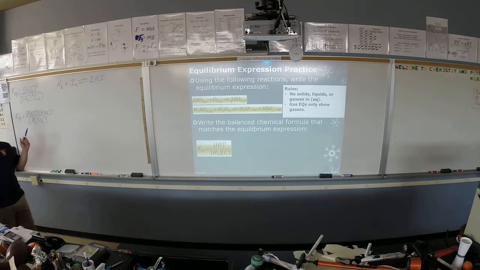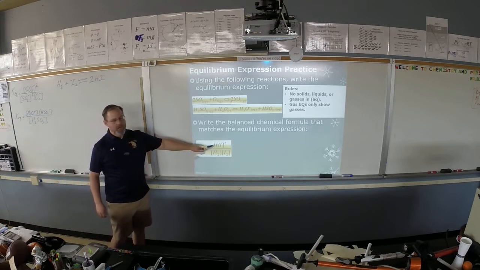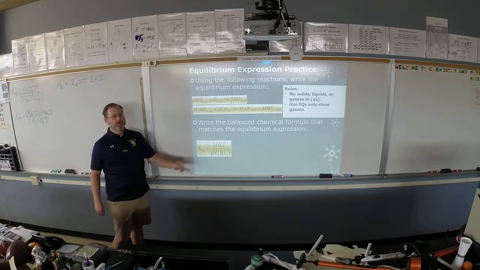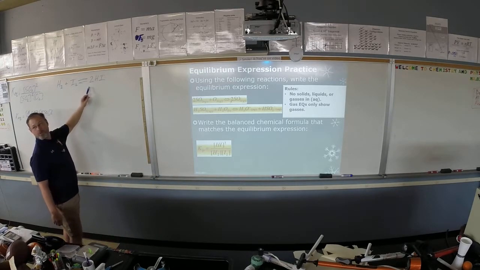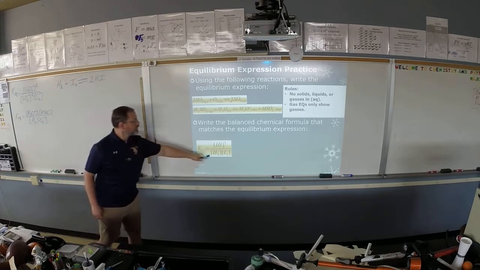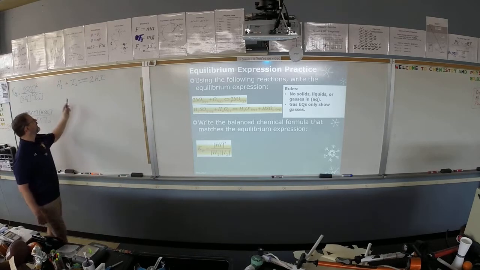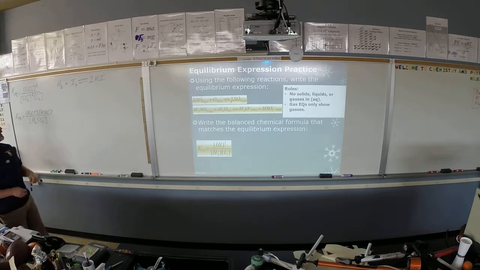Does yours look like mine? Okay. So again, product is HI. The power of 2 tells us there should be a coefficient 2 in front of the product. H2 and I2 are reactants. They don't have any powers, so they don't get any coefficients. How about this one?